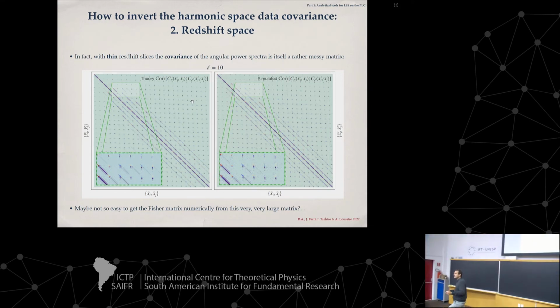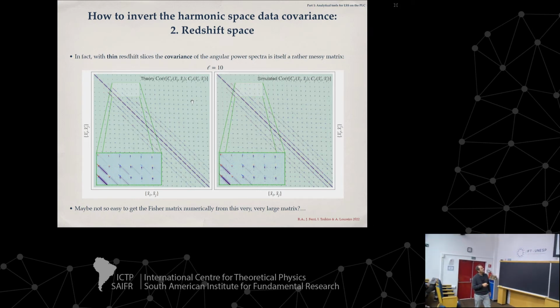in thin redshift slices. How many redshift slices did we use in this exercise again? Do you remember? 40, 25, 25. This is just with 25 redshift slices. This is the kind of covariance that you have. And if you want a Fisher, you would have to invert that. Good luck with that. That's just 25 redshift slices. Of course, you want more than that, because you can imagine that if you have a spectroscopic survey, you can have hundreds, maybe even thousands of redshift slices. So this is the covariance, just for L is equal to 10.